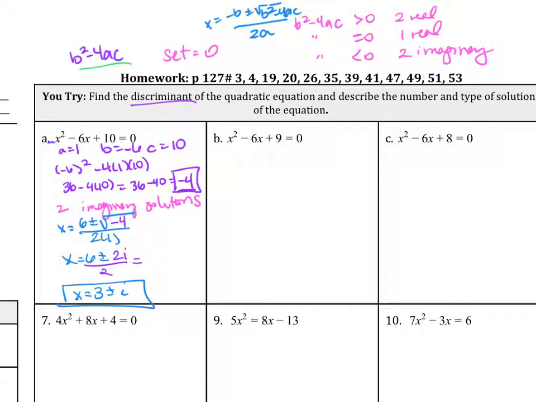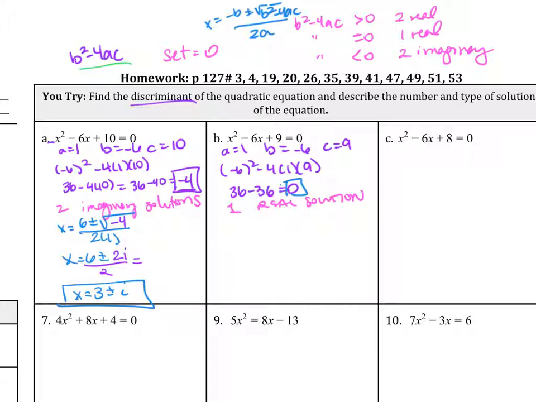Okay, letter B, we have x squared minus 6x plus 9. That's already set equal to 0. So a equals 1, b equals negative 6, c equals 9. So we plug it in, negative 6 squared minus 4 times 1 times positive 9. So this is 36 minus 36 equals 0. So 0 means I have one real solution.